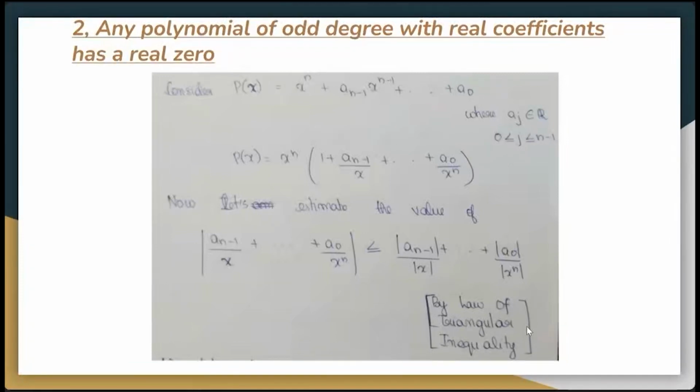Then my p of x will be equal to x to the power n into 1 plus a n minus 1 by x plus etc. plus a naught by x to the power n. Now I am going to estimate the value of this function. So I have, by using the law of triangular inequality, I can say that mod of a n minus 1 by x plus etc. plus a naught by x to the power n will be less than or equal to the mod of the individual terms. That is, will be less than or equal to mod a n minus 1 by mod x plus etc. till mod a naught by mod x to the power n.